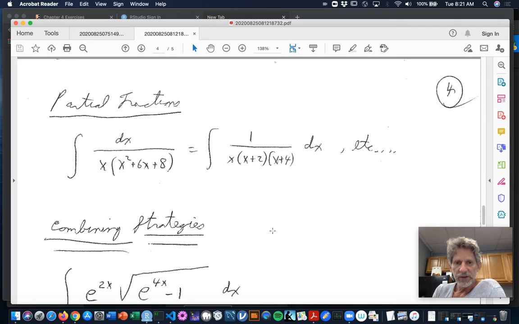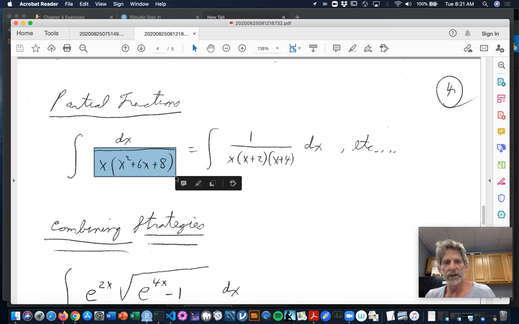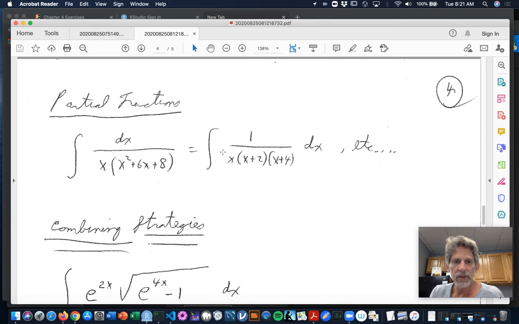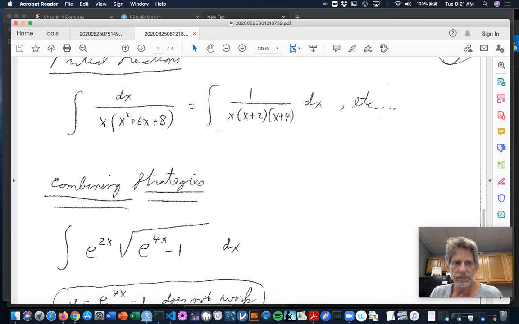The partial fractions technique, so you know that you're going to be looking for that, particularly when the denominator and the numerator are both polynomials, and look at that denominator, factor it as much as you can, and then off you go.